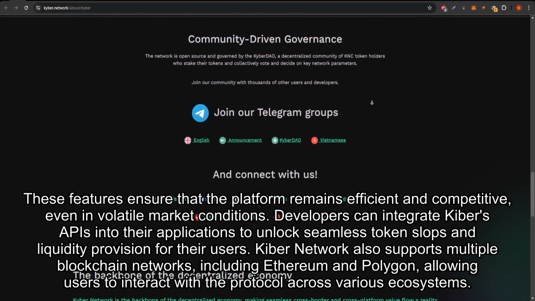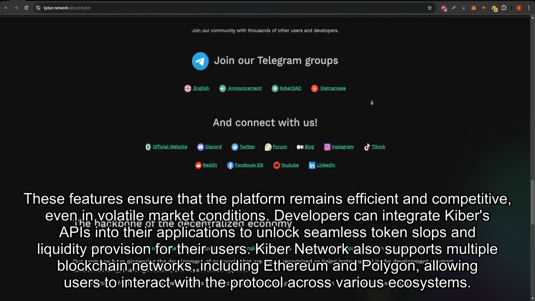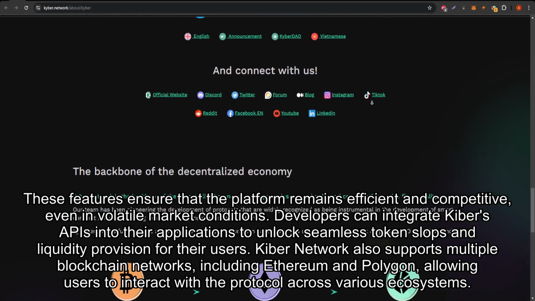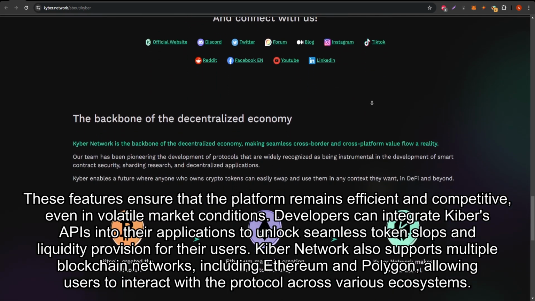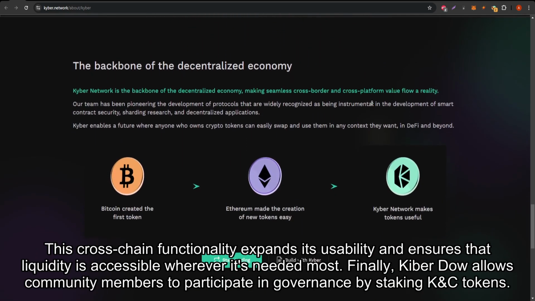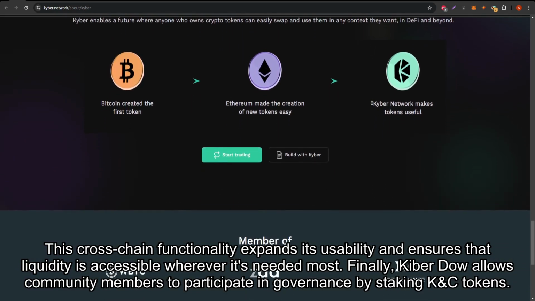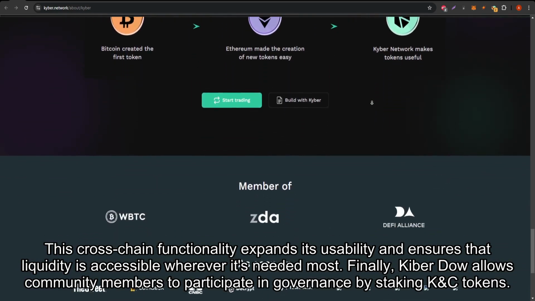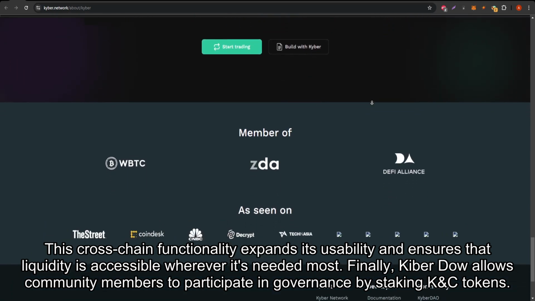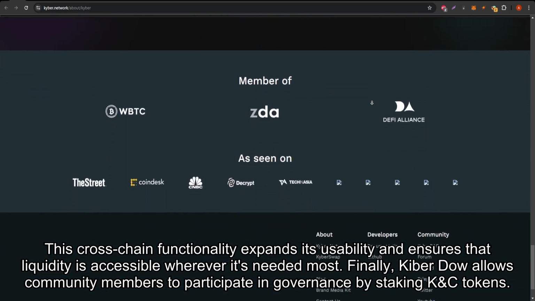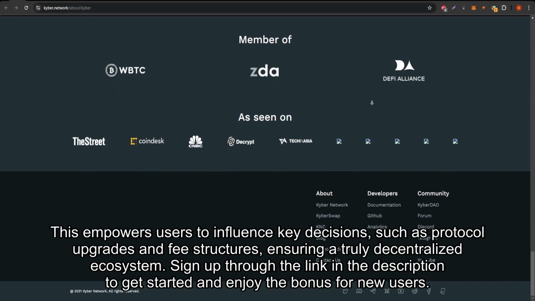Kyber Network also supports multiple blockchain networks, including Ethereum and Polygon, allowing users to interact with the protocol across various ecosystems. This cross-chain functionality expands its usability and ensures that liquidity is accessible wherever it's needed most. Finally, Kyber DAO allows community members to participate in governance by staking KNC tokens. This empowers users to influence key decisions, such as protocol upgrades and fee structures, ensuring a truly decentralized ecosystem.